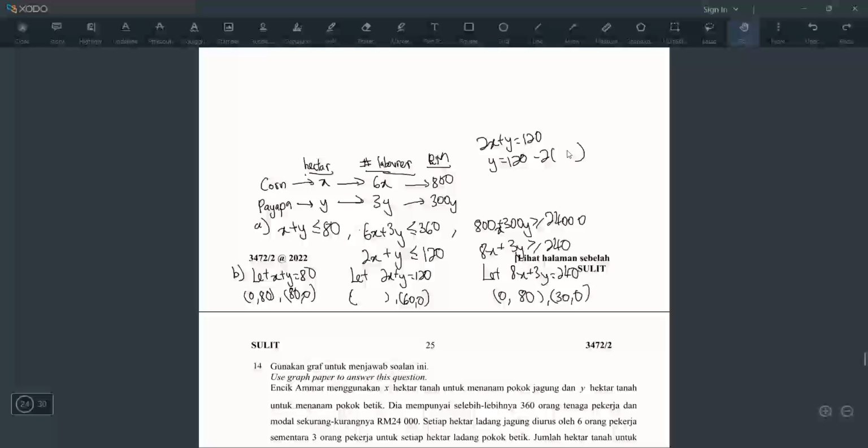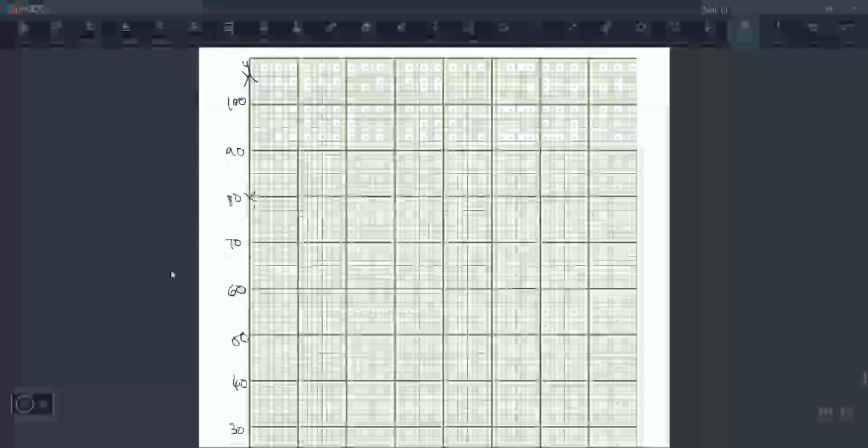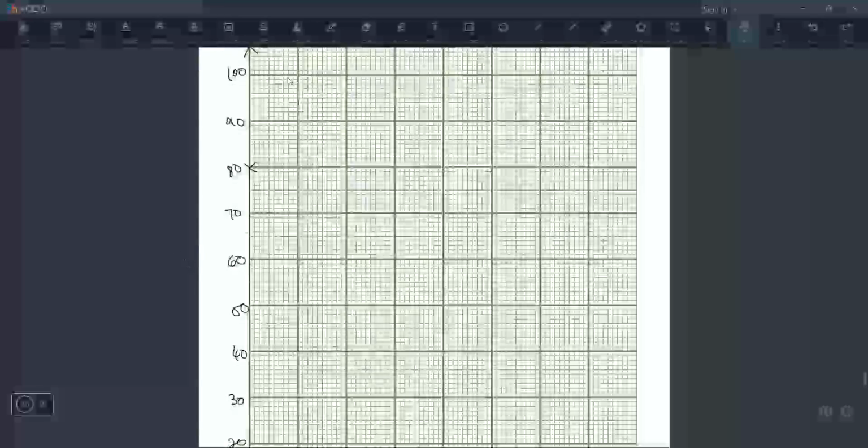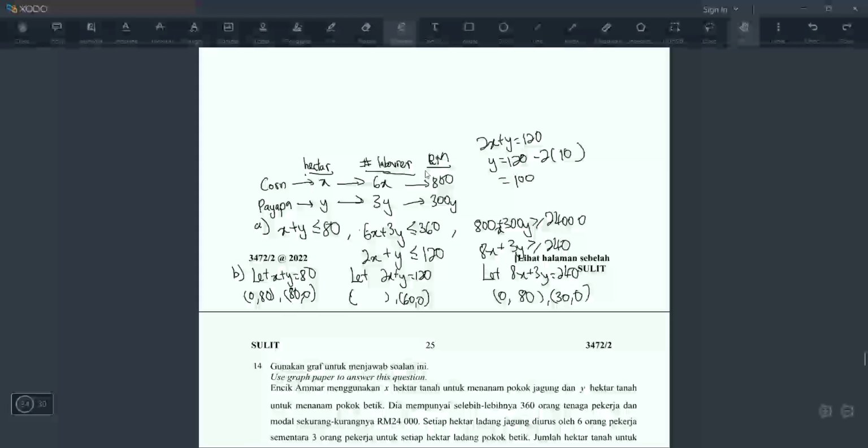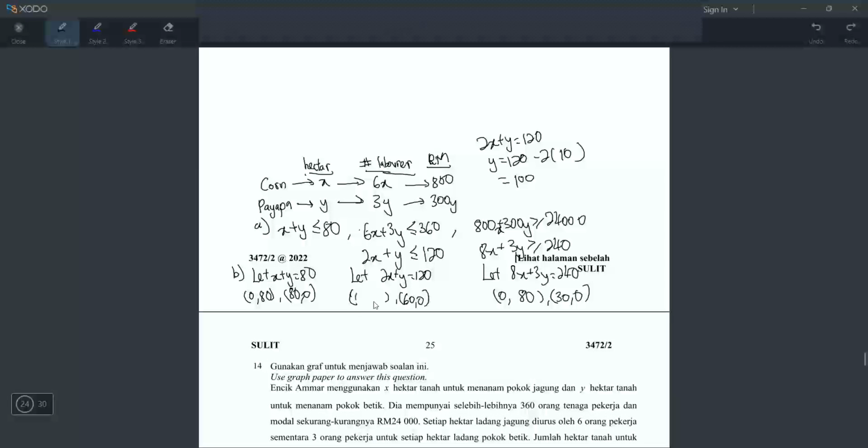So let's think. Can I put 60? Cannot, because if I put 60, it will be this point, right? So why don't I put 10? What will happen if I put 10? 2 times 10 is 20. 120 minus 20 is 100. So my point will be (10, 100). Is it easy to plot (10, 100)? Yeah, it's possible to plot. So now I will use this point, (10, 100).